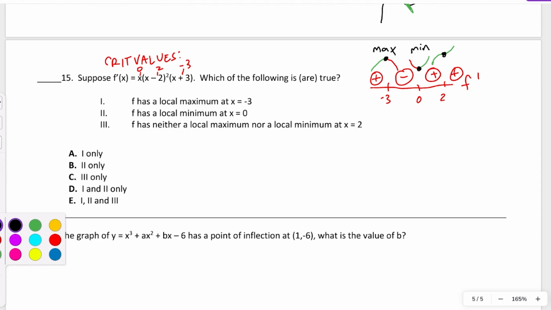Okay, so let's look at these statements. We have a local maximum at x equals negative 3. Well, yeah, that's for sure true. And then do we have a local minimum at 0? Sure do. So it's going to be 1 and 2. So we can cross out A, B, and C here, and we just need to test to see if the last one's true. It says f has neither a local max nor local min at 2, and sure enough, that is true as well. So our answer is E.